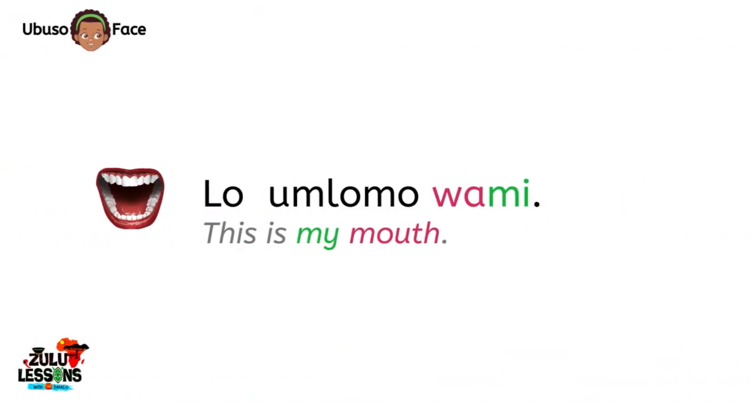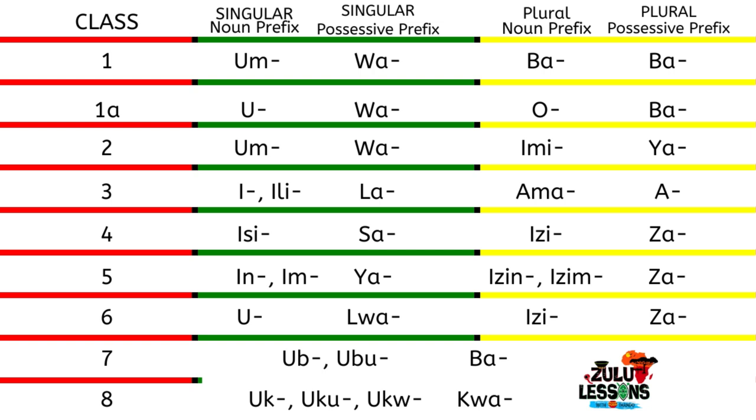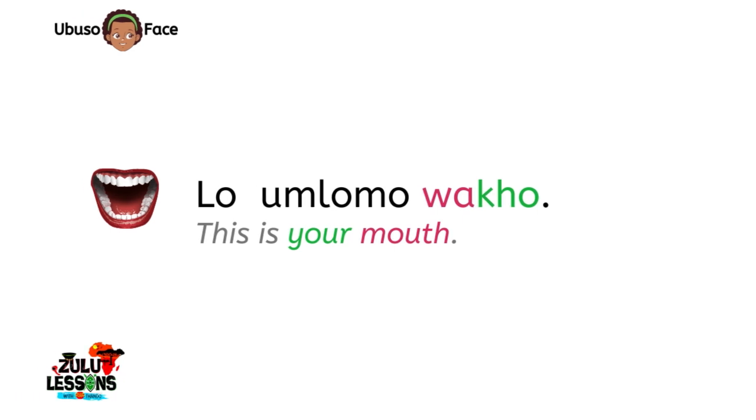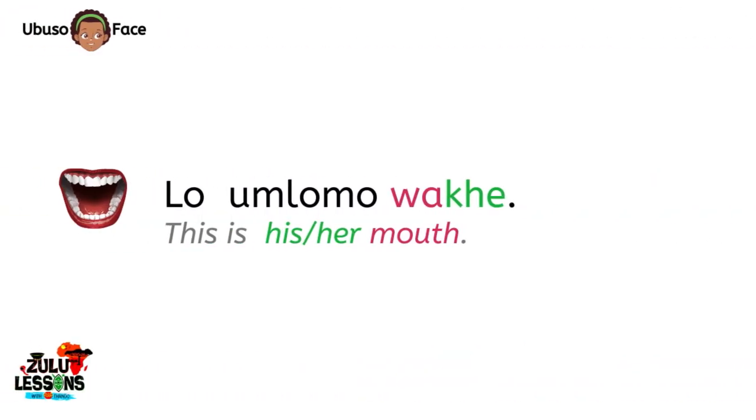Umlomo, the mouth. Lo umlomo wami. All nouns that start with that when they are singular, the prefix for the possessive will always be wa. It doesn't matter whether it's a class 1 noun or a class 2 noun. The possessive prefix will be wa. And then now we are looking at the me, which is my. We then change that around and we put in other people's things as well and say, this is your mouth, lo umlomo wakho. This is his or her mouth, lo umlomo wakhe.